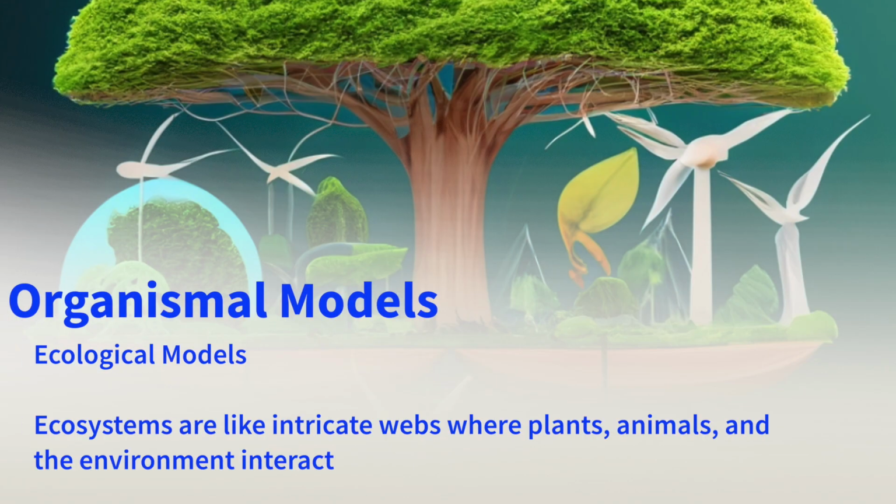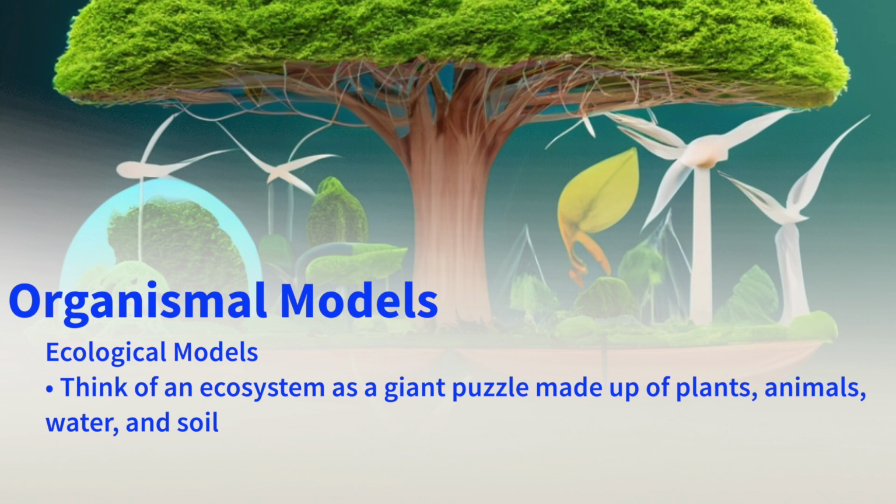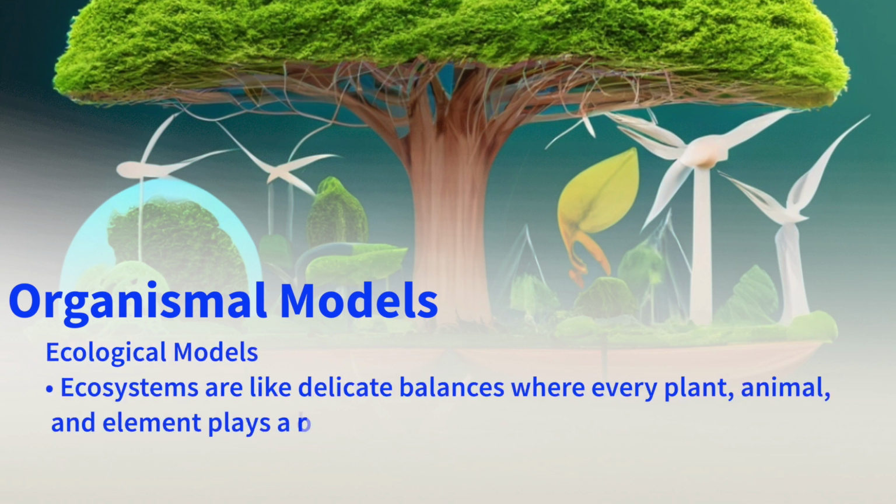Now, let's talk about an entire ecosystem. Ecosystems are like intricate webs where plants, animals and other organisms interact with each other. Organism modeling of ecosystems helps us explore these connections and predict how changes might impact life on earth. Think of an ecosystem as a giant puzzle made up of plants, animals, water, soil and other things. Each piece fits together, and if you change one piece, it affects the entire puzzle.